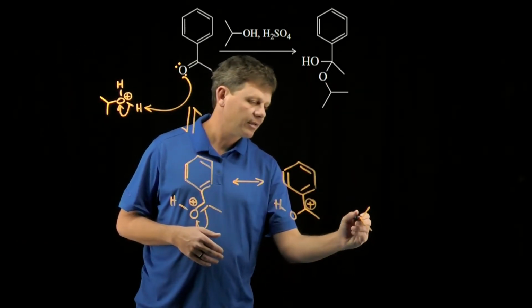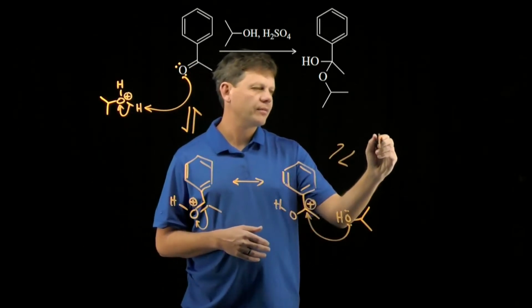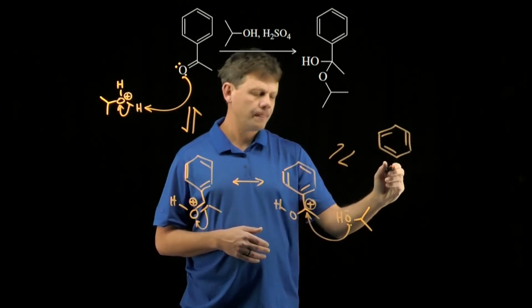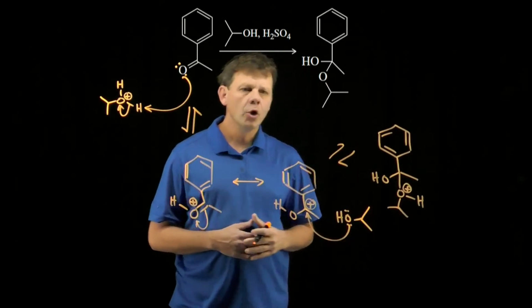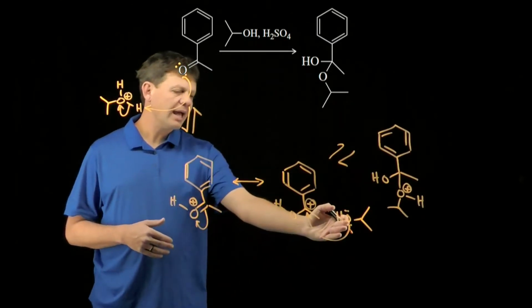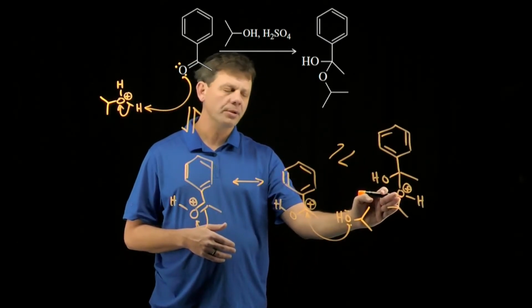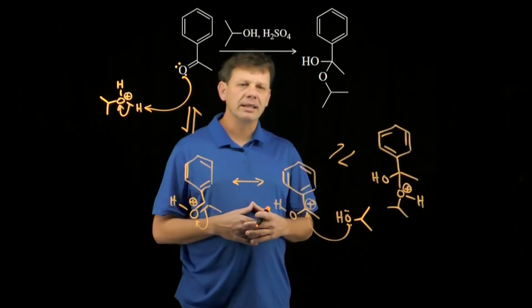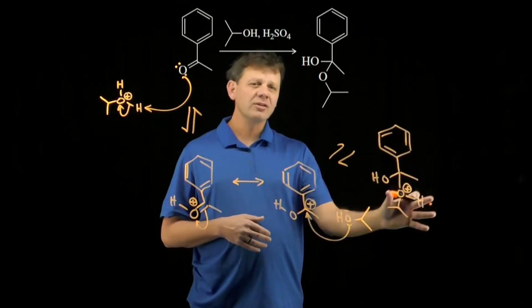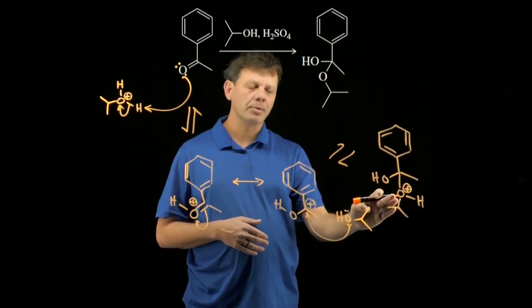Isopropanol will attack this carbocation to give the following. Note that when isopropanol attacked, it brought along its proton, so this oxygen that was part of the isopropanol now has a positive charge. If we look at this intermediate that we formed, you'll note that it's essentially the product, except with this oxygen having a proton attached.